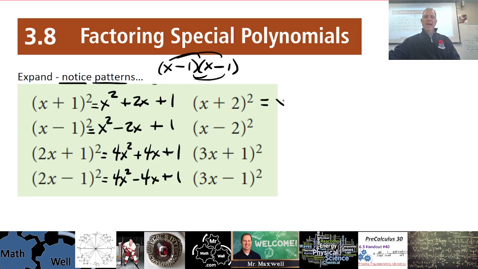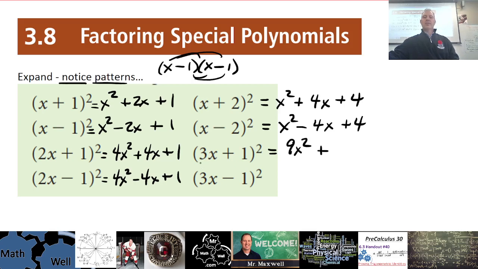This one is going to be x squared plus, anybody know? Just offhand, shout it out. Plus 4x. Plus 4x plus 4. Okay, some of you are recognizing the pattern here. x squared minus 4x plus 4. Okay. 9x squared plus 3x times 1 times 2. That's what we've been doing. So that's 6x plus 1. This one's going to be 9x squared minus 6x plus 1.